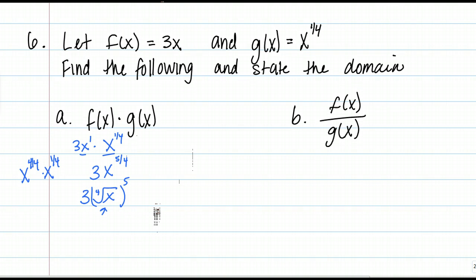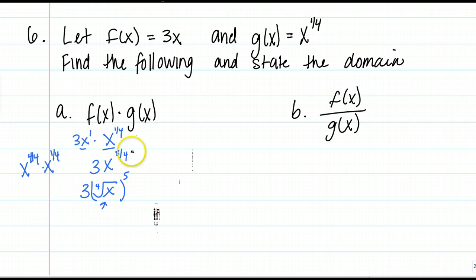We can either look at the two functions separately, or just look at the answer. Sometimes it's easier to look at them separately. So f of x is 3x, which means the domain is all real numbers.